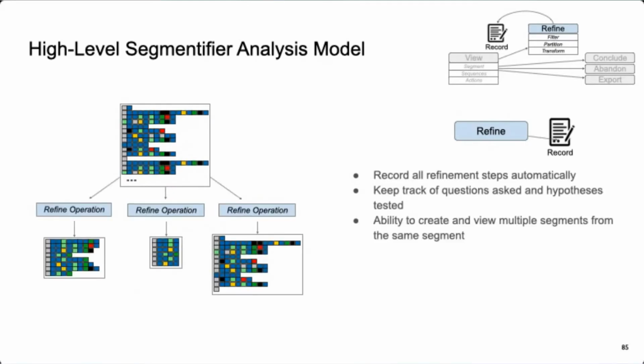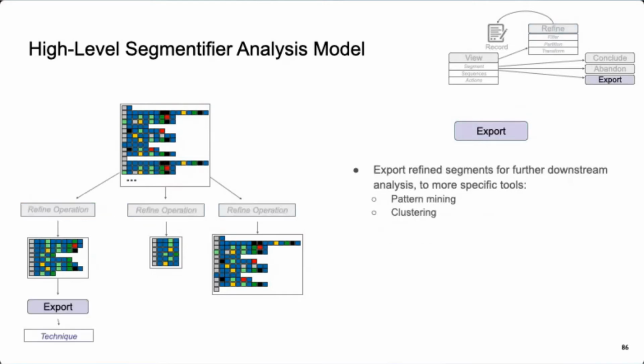And one important thing about this system is this idea that we're actually automatically keeping a record of all of these decisions that the user makes so that they don't have any sort of mental overhead of keeping track of that. So what we want to do is automatically keep track of what kinds of questions they're asking, if they're doing any kind of hypothesis generation or hypothesis testing. And so we can allow you to take one segment, try one hypothesis, then try another, try a third. And so it could be that the victory state is to export that for analysis with other specific algorithms, whether that's running clustering or pattern mining or something like that.